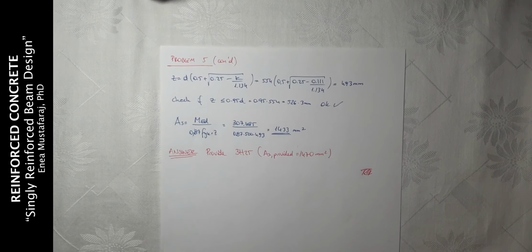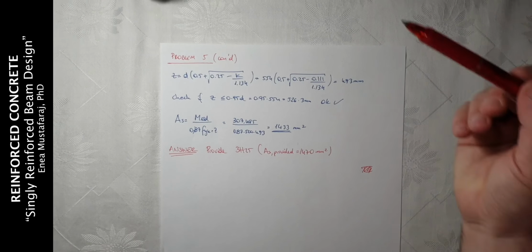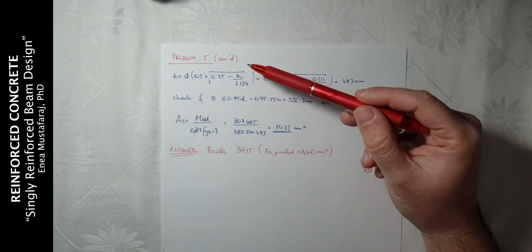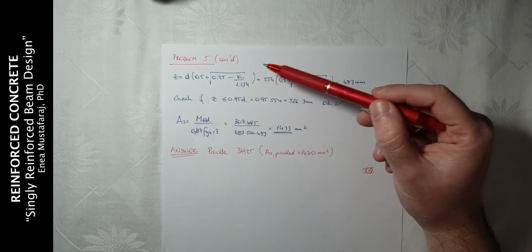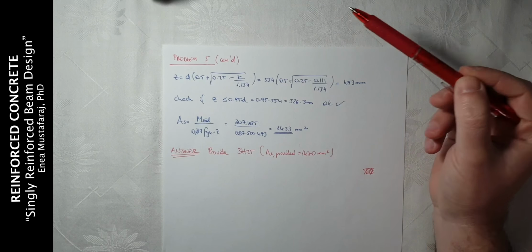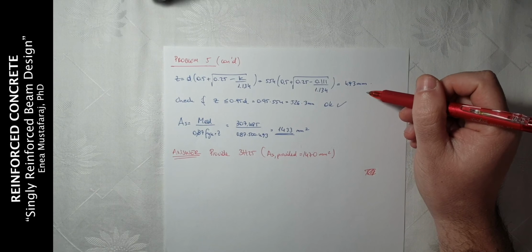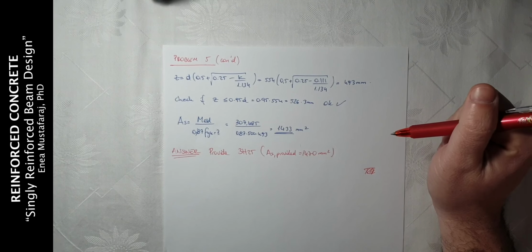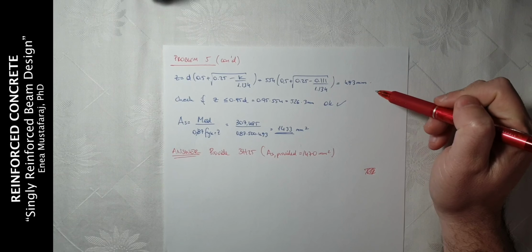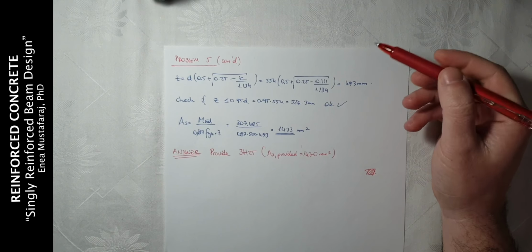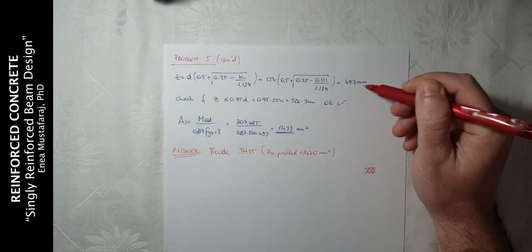Then we can continue with calculating the lever arm, which is found by this formula: effective depth times 0.5 plus the square root of 0.25 minus K divided by 1.134. And we can find out that Z will be equal to 493 millimeters. What we need to check is that the lever arm is smaller than 0.95 times effective depth, in this case 0.95 times 554, which is 526, so we are okay.